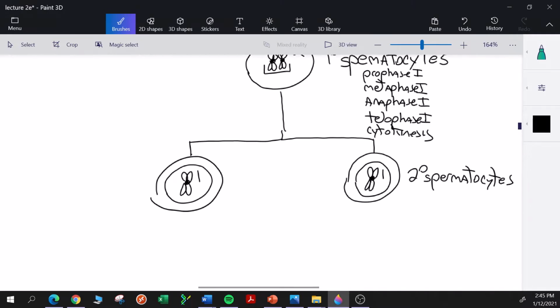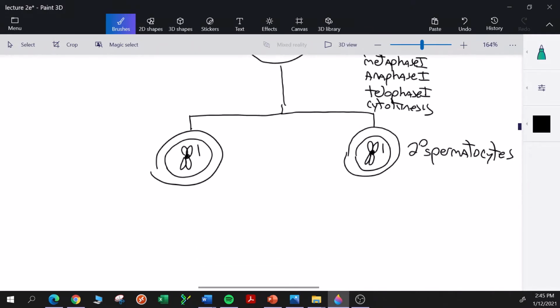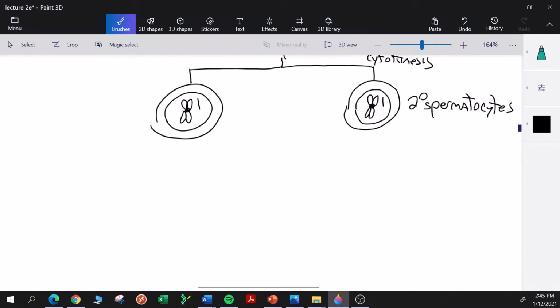Each of these secondary spermatocytes then undergoes the second round of meiosis, Meiosis 2. I'll just diagram one of these right here going through the process, but they both will undergo Meiosis 2.